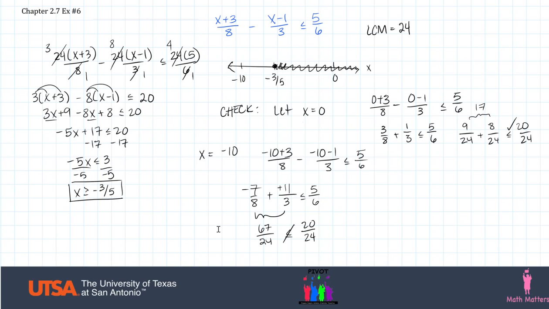So all x values on this side are going to make the statement true, and all the x values from here on over here, the statement becomes false.